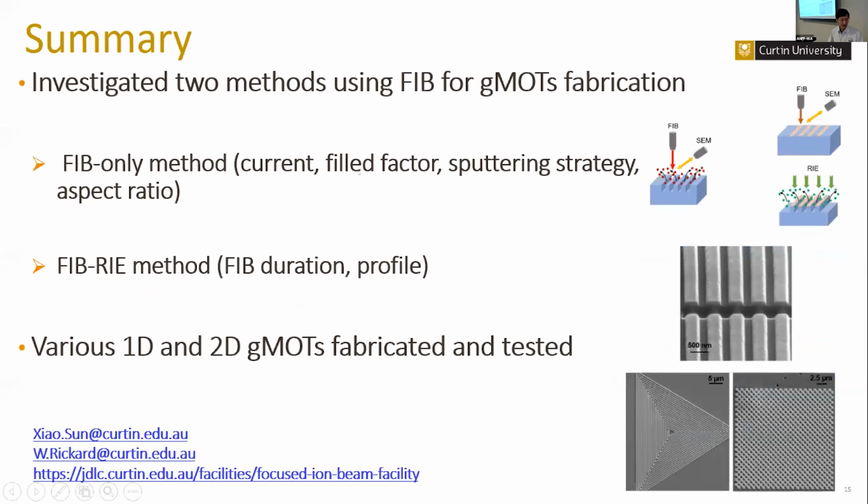In summary, we have investigated two different types of methods based on FIB for the GMOS fabrication, the FIB-only method and the FIB-RIE method. And we have fabricated 1D and 2D devices and tested them optically. And for more details, you are welcome to contact me or my colleague, Dr. William Ricard, or visit our website. Yeah, thanks.